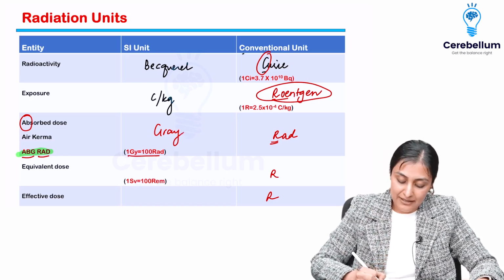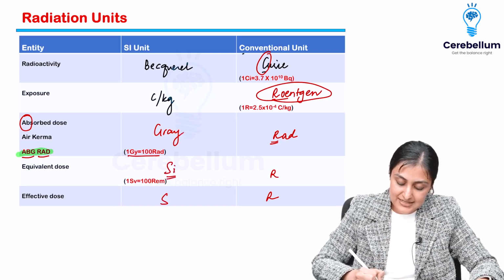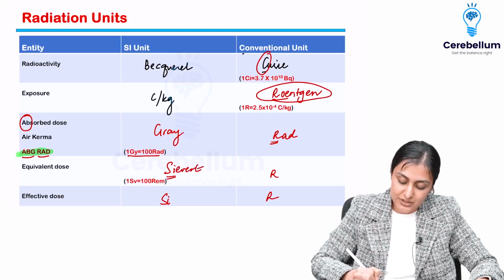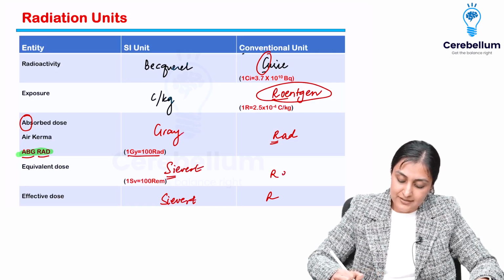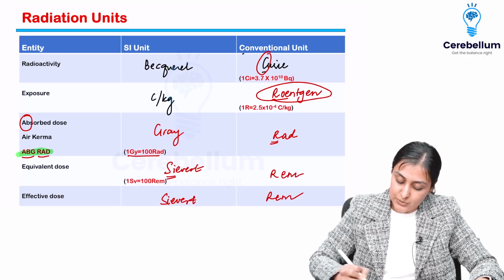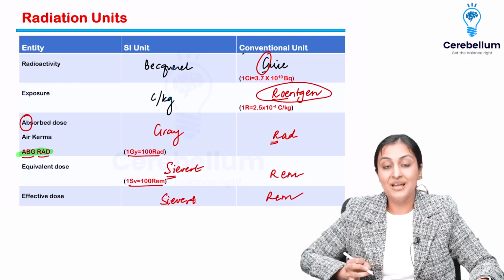Equivalent and effective dose thankfully have the same unit. SI is starting with SI. So that is sievert is the SI unit and rem is the conventional unit. So 1 sievert is 100 rem.